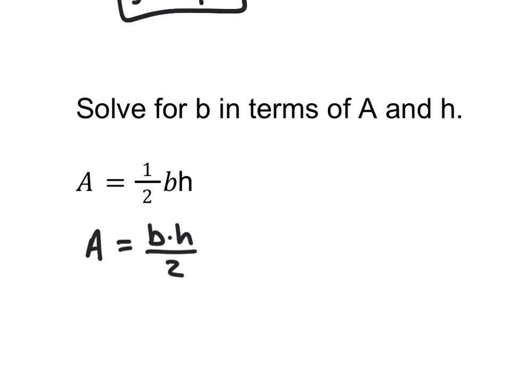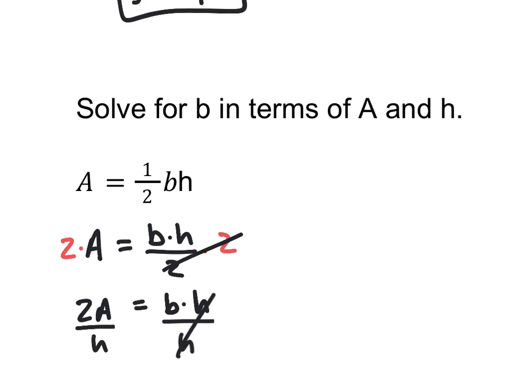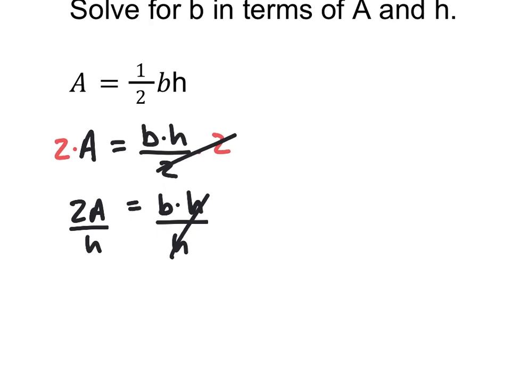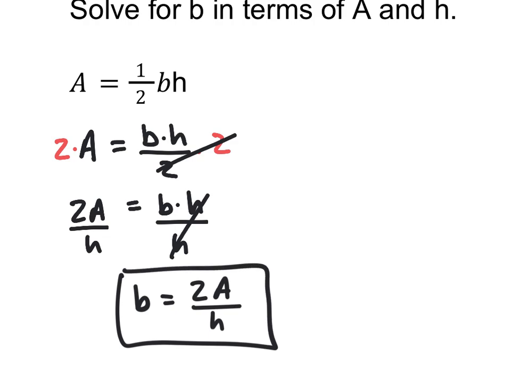Okay? And once I have this, I can move my 2 over. I can multiply both sides of that equation by 2. So my 2's divide out, I'm left with 2A on the left side and then b times h on the right. Now I'm solving this equation for b, so I'm going to divide both sides of this equation by h. My h's divide out, and I've got that b is equal to 2 times A all over h. And that's my answer.